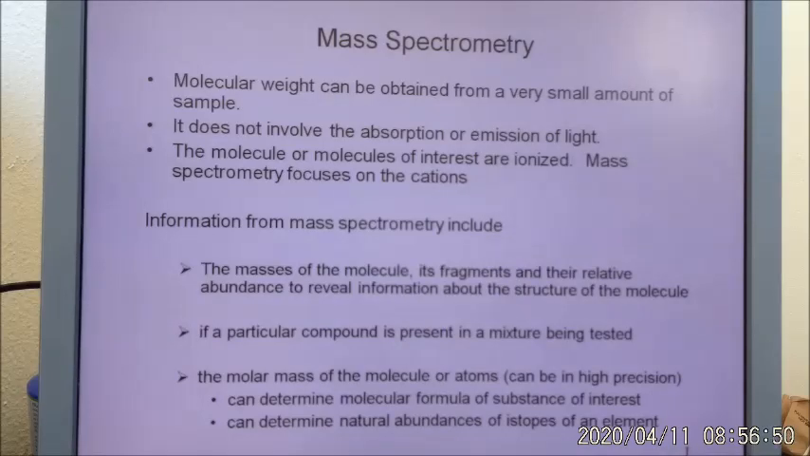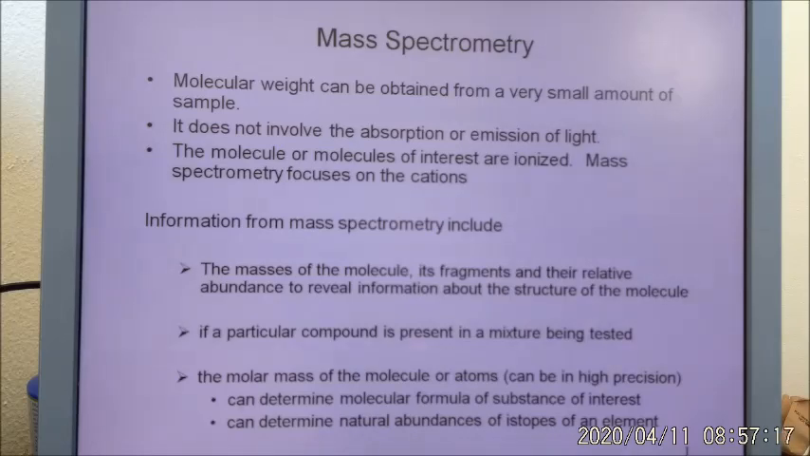Today we get to talk about mass spectrometry. With mass spectrometry, we're going to be getting molecular weights on a very small amount of sample. Now, these mass to charge ratios that we're talking about are not only the masses of the molecules, but also of the fragments, and we get to learn about their relative abundance. This reveals information about the structure.